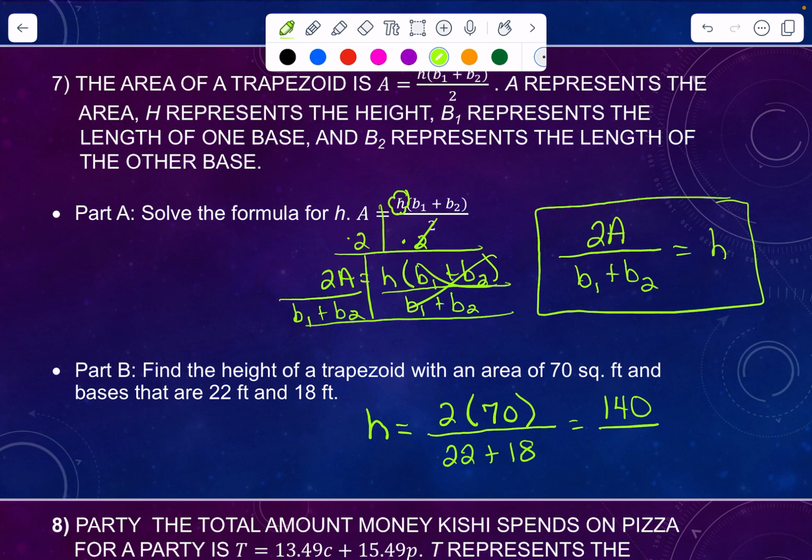22 plus 18 is 40. And now we simplify that fraction. And so that's going to simplify down to 7 over 2. We can divide that, and that would be 3.5 feet. So the height of that trapezoid is 3.5 feet.